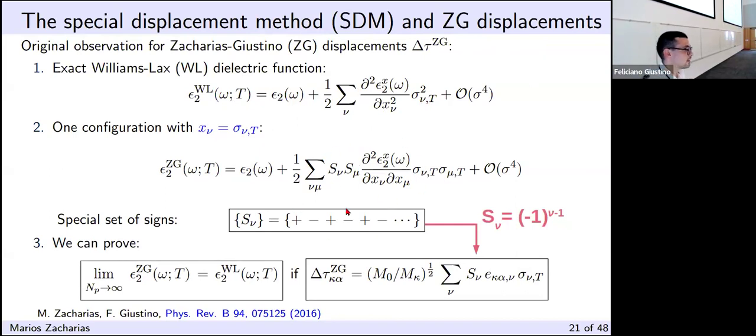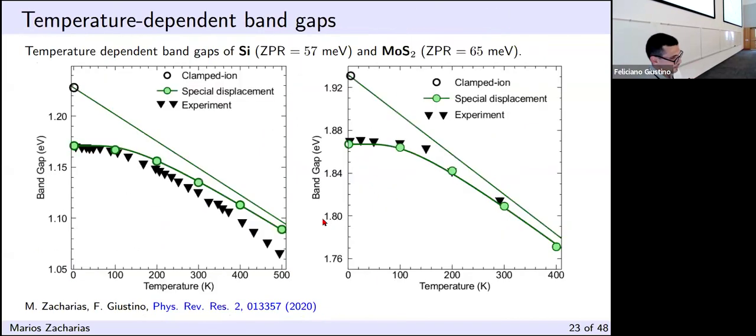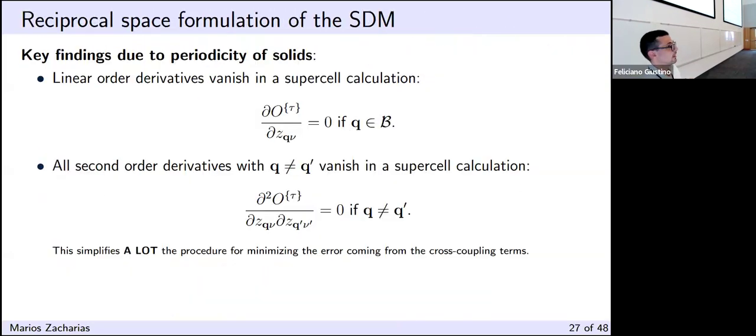You want to kill these cross-coupling terms. Coming now to merge the whole thing together, if you do a reciprocal space formulation, these cross-coupling terms for a different wave vector q die. What you are left with is only cross-coupling terms between different branches. You want each of the cross-coupling terms to kill each other. So you just do plus, minus, plus, minus.